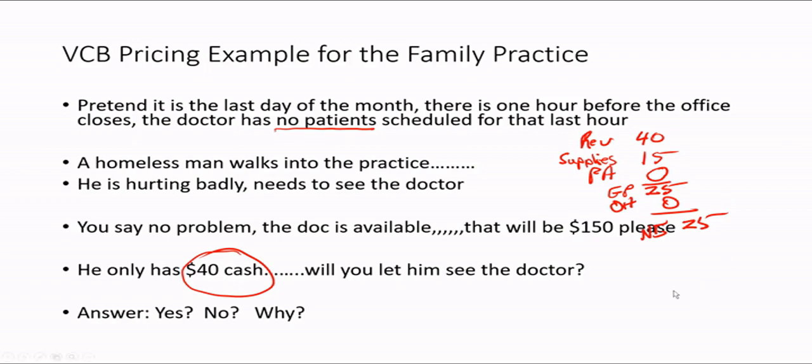Now, $25 is not a lot of money, but currently we have no patients for the doctor to see in the last hour before we close the practice for the month and we close the books for the month. So yeah, let's see the homeless man and let's generate that extra $25. So this is an example of a special situation where a business can take on an increment of additional business at a far lower price than they would ordinarily charge and still have that generate a positive net income.